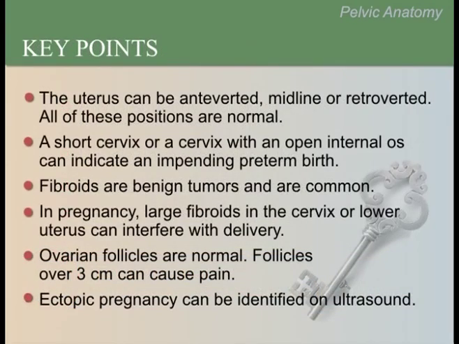Let's review the key points. The uterine position can be anteverted, midline, or retroverted. All of these positions are normal. A very short cervix is associated with preterm birth. Fibroids are benign tumors and are common. In pregnancy, fibroids can interfere with delivery when they are large and located in the lower uterus. Ovarian follicles are normal. Follicles larger than 3 centimeters can cause pain. Ectopic pregnancy can also be identified on ultrasound.